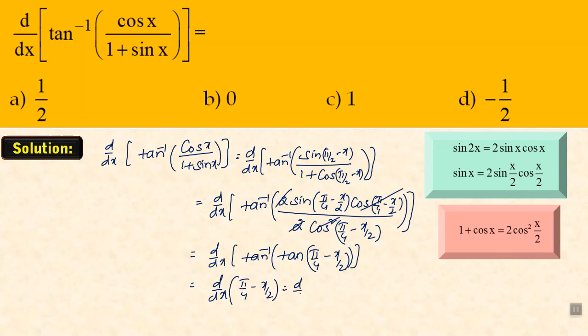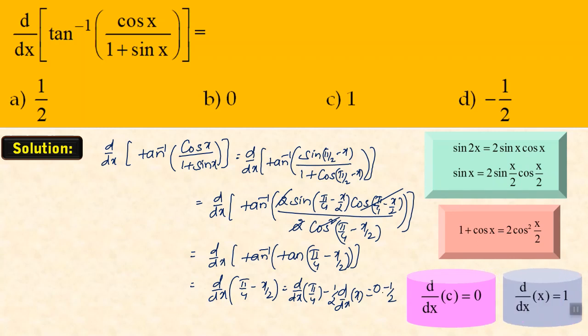This equals to d by dx of pi by 4 minus 1 by 2 into d by dx of x. This equals to d by dx of pi by 4. Here pi by 4 is constant. d by dx of constant is 0 minus 1 by 2 into d by dx of x is equals to 1. This equals to minus 1 by 2. Therefore, the answer is option D.